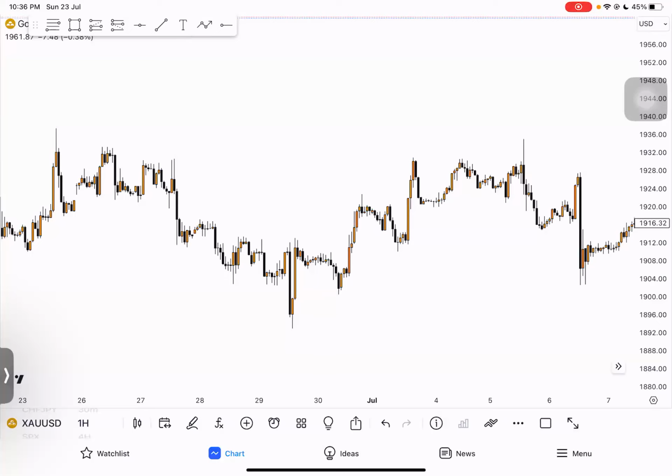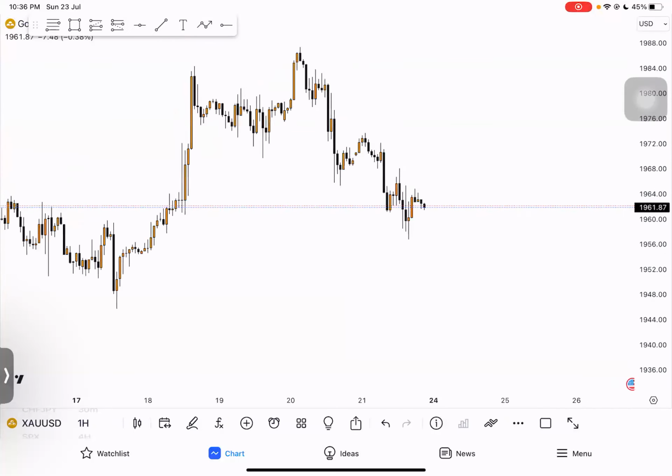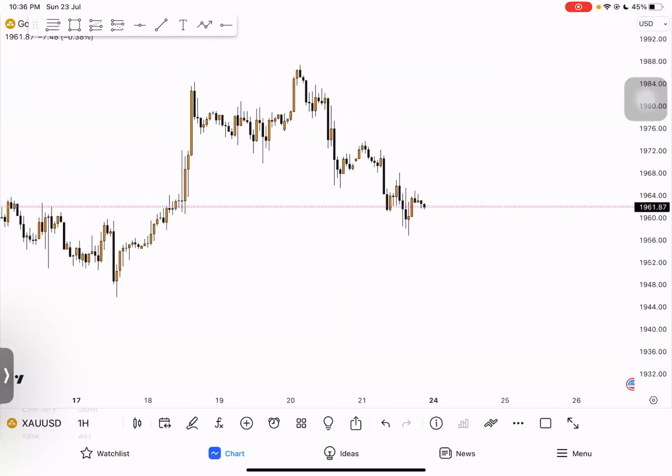Why does gold always hunt SL? Gold is very volatile right now, so it always hunts the SL. It's normal actually. Unless you go into very fine detail on M1, M5.